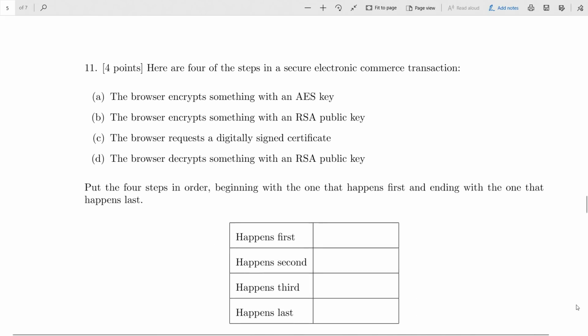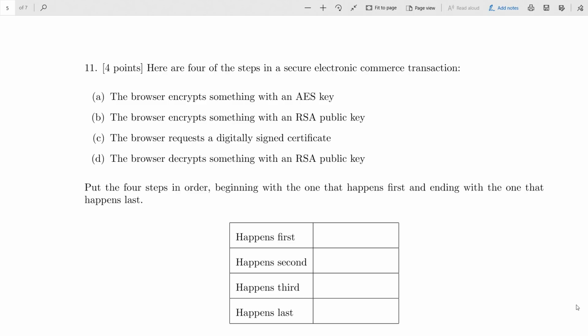Okay. So this is RSA, electronic commerce rather. There are 4 steps. There's a step where you encrypt something with an AES key. There's a case where you encrypt something with an RSA public key. There is a step where the browser requests a digitally signed certificate, and a place where the browser decrypts something with an RSA public key.